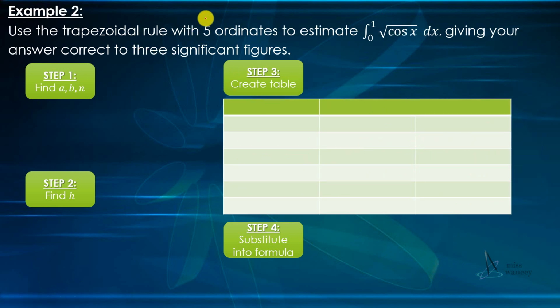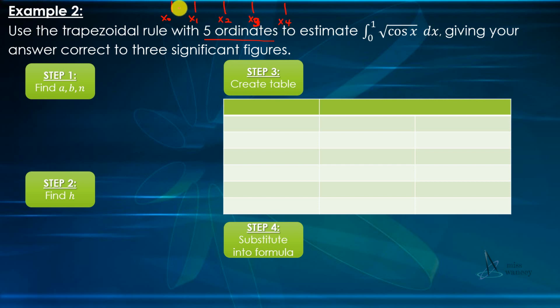Okay, so use the trapezoidal rule with 5 ordinates to estimate from 0 to 1 the square root of cos x dx, giving your answer correct to 3 significant figures. So firstly, 5 ordinates, so let us check how many subintervals that is. So with 5 ordinates, we start with x0 as the first ordinate, and then we have x1 as the second ordinate, x2 the third, x3, sorry. So this is x3, and another one, x4. So 1, 2, 3, 4, 5. So this is 5 ordinates.